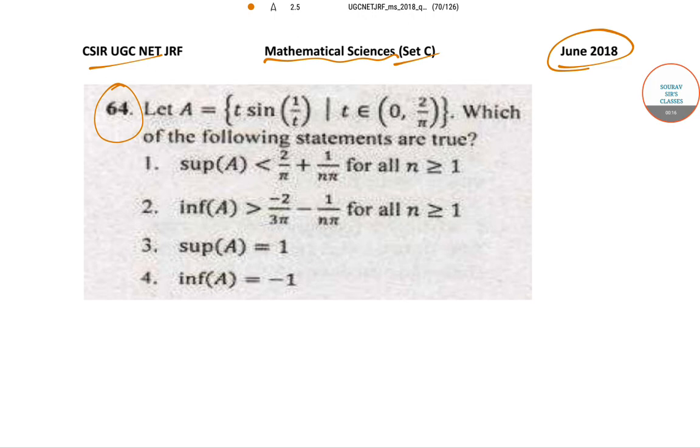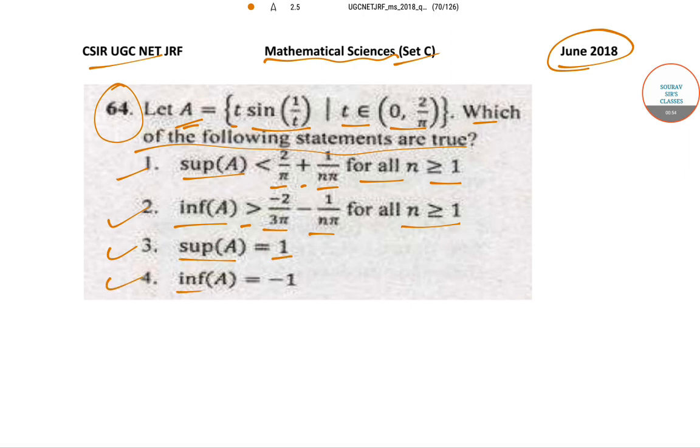In question number 64 it has been said that if A is the set t sine of 1 by t such that t belongs to the set (0, 2/pi], then which of the following statements are true? Option 1, supremum of A is less than 2 by pi plus 1 by n pi for all n greater than or equal to 1. Option 2, infimum of A is greater than minus of 2 by 3 pi minus 1 by n pi for all n greater than or equal to 1. Option 3 is supremum of A is equal to 1, and option 4 is infimum of A is equal to minus 1. So let's begin.